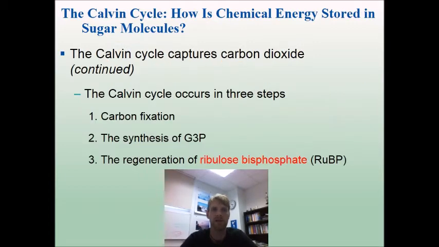The Calvin cycle has 3 big steps. The first step is the carbon fixation. The carbon that is fixed is the CO2. So the carbon fixation is in fact using CO2 in order to make glucose. So it's capturing the CO2. Then we have the synthesis of G3P or glyceraldehyde 3-phosphate in the second step. And then the third step is all about the regeneration of ribulose bisphosphate, which we also call RuBP.